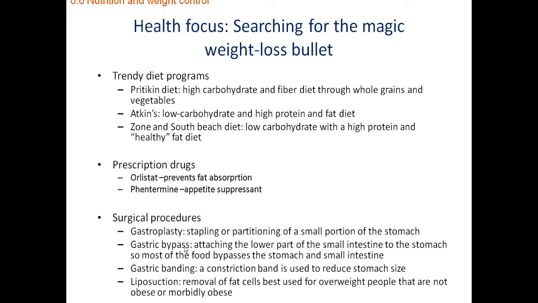Gastric bypass. What they do is take the lower part of your small intestines and attach it to your stomach, so most of the food bypasses the stomach and the small intestines. Gastric banding, like a lap band, uses a band to constrict and reduce the stomach size. And then liposuction is just removing fat cells. But if you don't change what you're doing, these don't help, right? Because you can stretch your stomach back out.